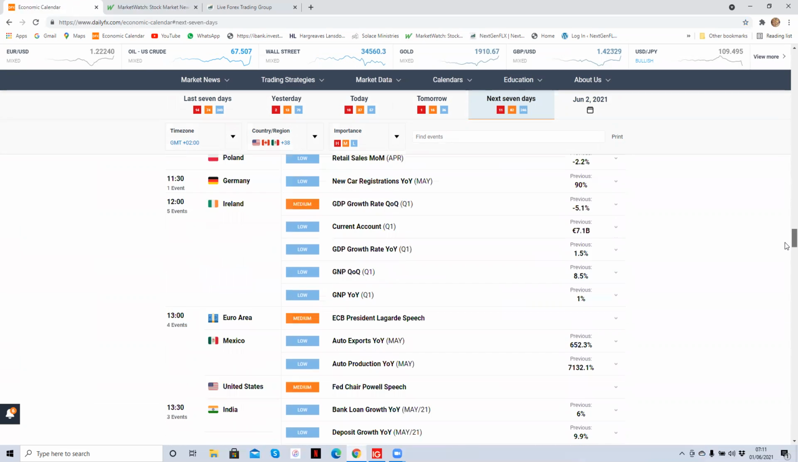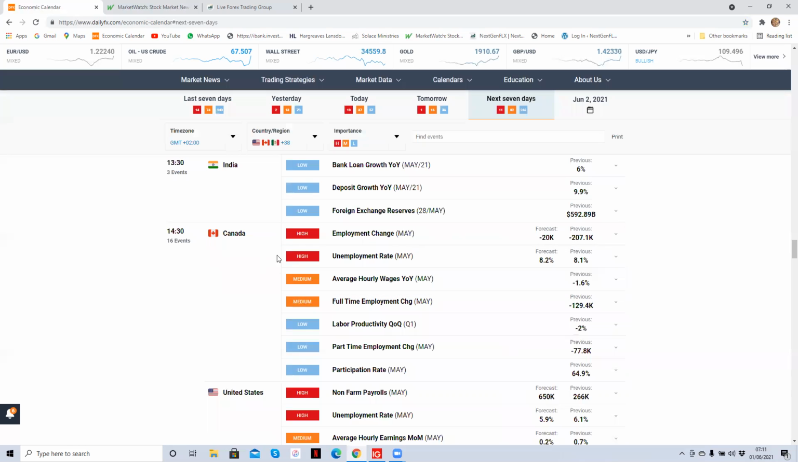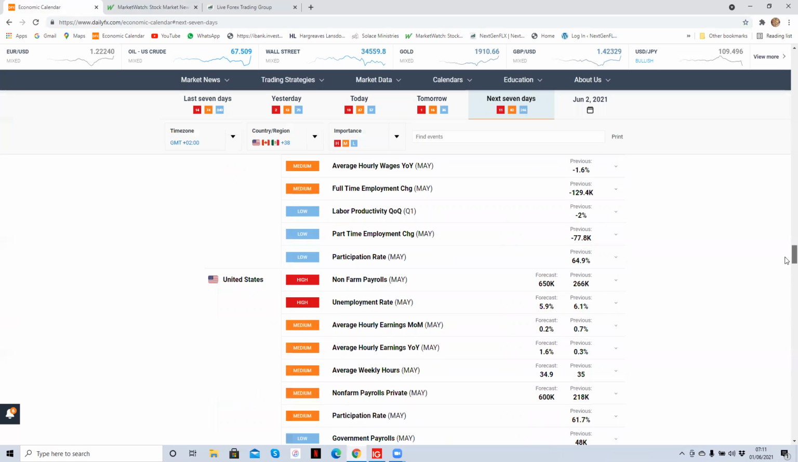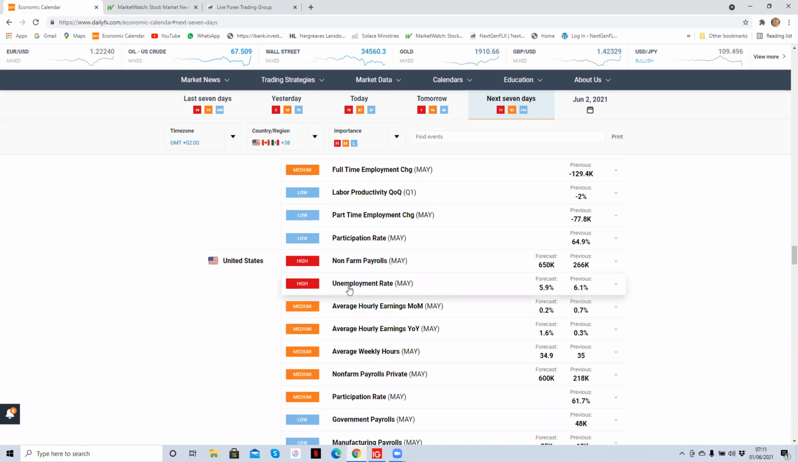On Friday, the 4th of June, we can see we have the Canadian unemployment rate and, most importantly, the US unemployment rate and the non-farm payrolls. This is a report that we know comes out on the first Friday of every month. The Friday this week is the first Friday of June. And everyone knows that the US non-farm payroll report comes out on the first Friday of every month. It's a highly anticipated report.